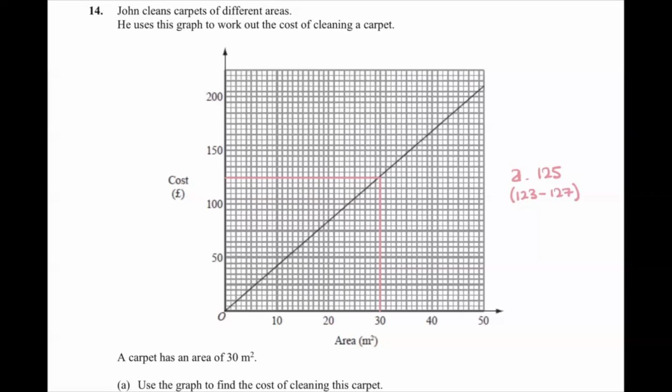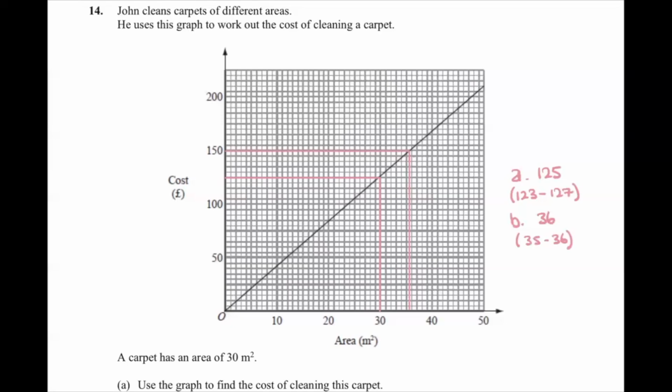B says use the graph to find the area of a carpet that cost £150. So we do the same thing. We're going to go to the cost, get 150, come across and down to see what that will actually be. Okay, and now I'm just going to count it in. So we've got 10 squares between the 30 and the 40. And I've got 1, 2, 3, 4, 5 coming out at 6 pretty much. So 36. And again, you have that range of 35 to 36. So you need to be pretty accurate there.